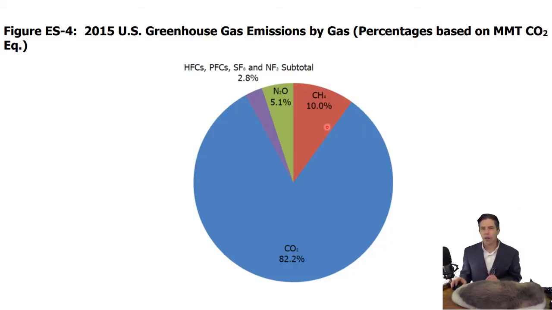Okay, so here's a breakdown of the major greenhouse gases that are emitted in the United States, and they've been converted to CO2 equivalent. It says percentages based on MMT, million metric tons. That's just a gigantic number, so don't worry too much about that. What this is showing is that 82% of all the greenhouse gas emissions that we produce in the United States is CO2. If you convert the other ones to CO2 equivalent, there's methane and nitrous oxide, and then here's a whole bunch of the other ones.